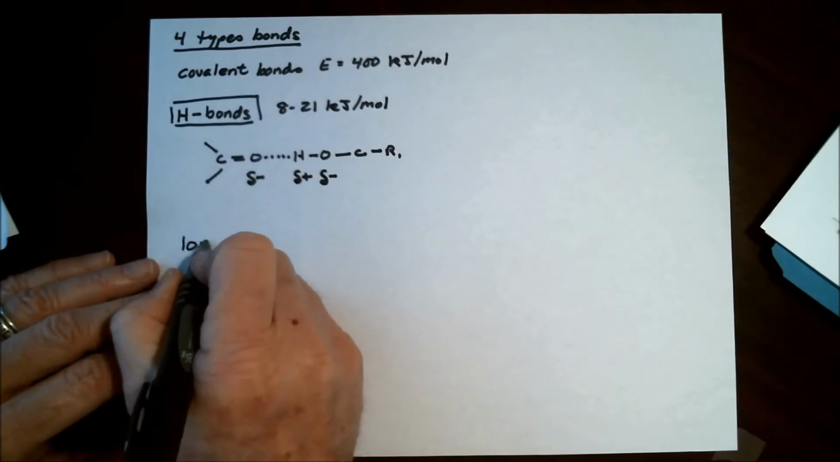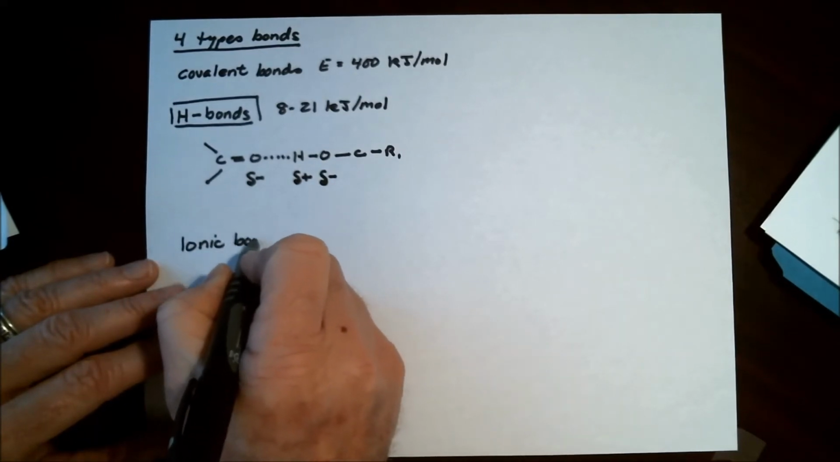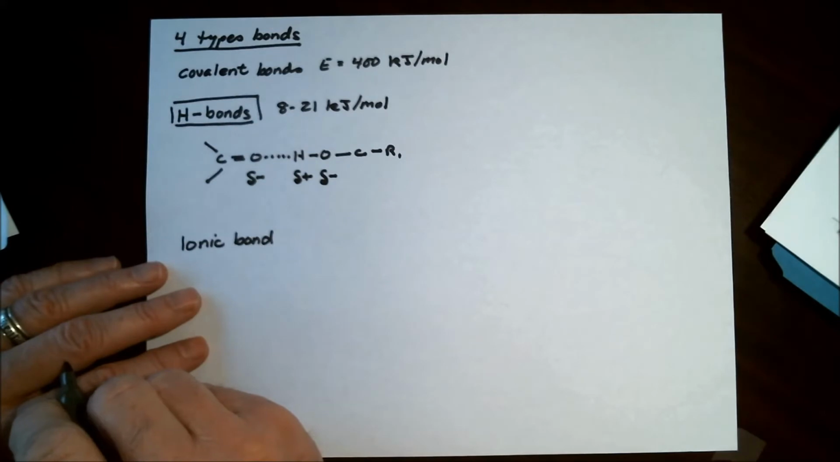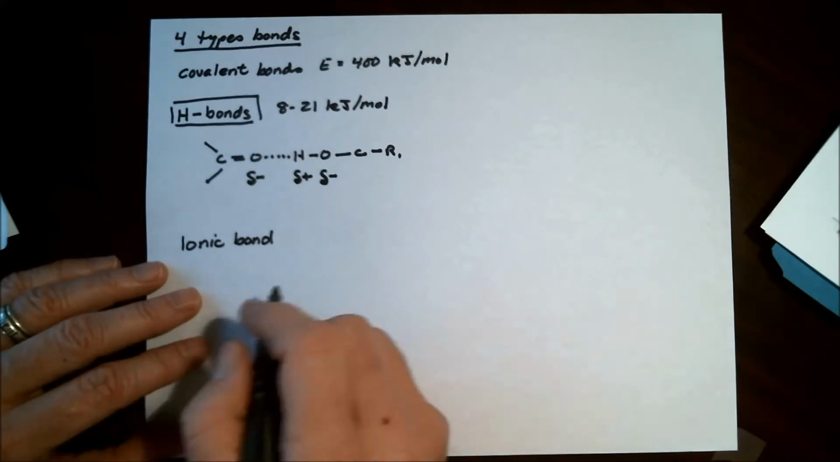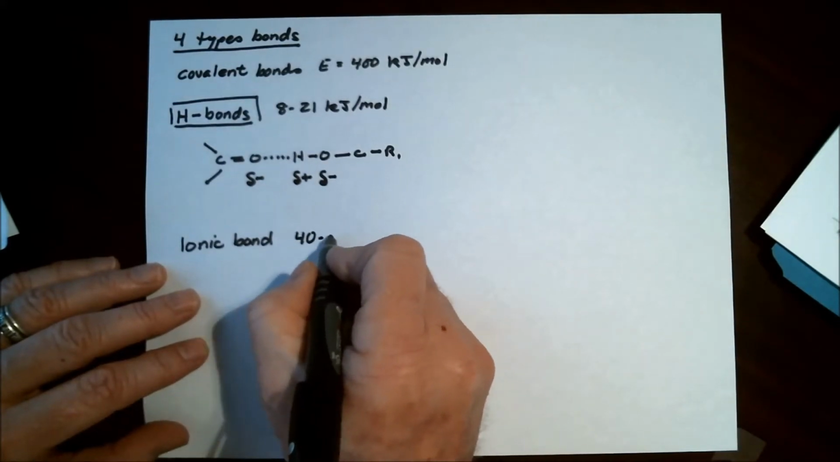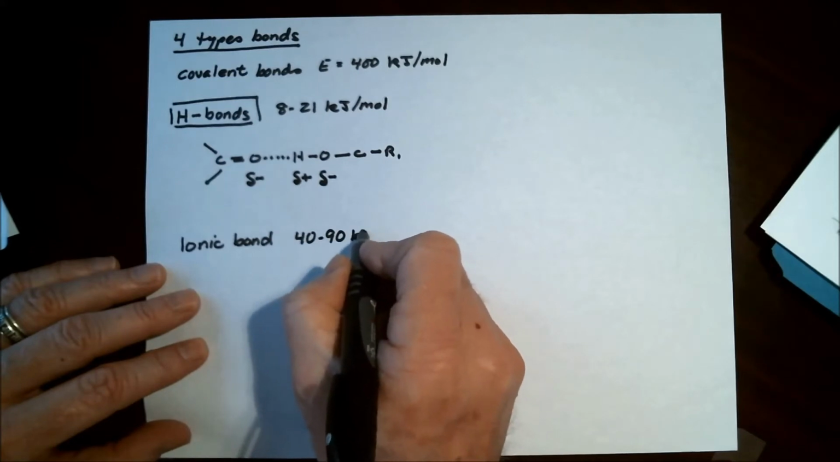The next type of bond is an ionic bond. The energy of an ionic bond is approximately 40 to 90 kilojoules per mole.